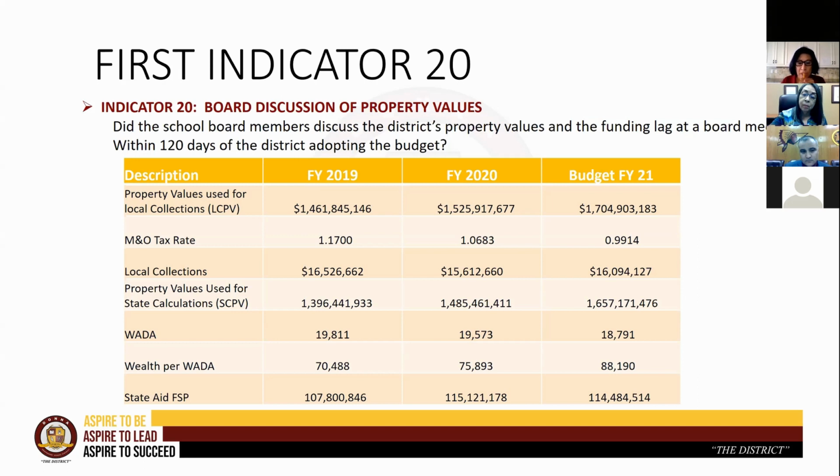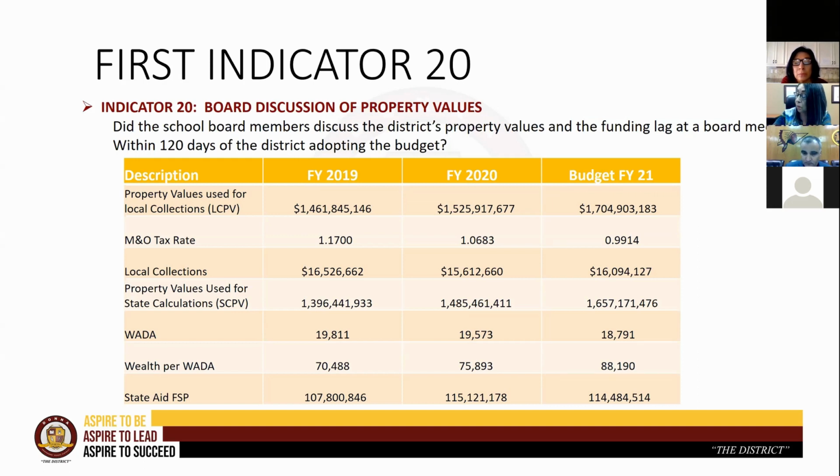The WADA, and it's at 19,811. And the WADA is the weighted average daily attendance. For fiscal year 2020 at 19,573, and for proposed budget year 21, it's at 18,791. Then you have there the wealth per WADA at 70,488. For fiscal year 20, 75,893, and for fiscal year 21, 88,190, and it's directly related to the increase in the property values.